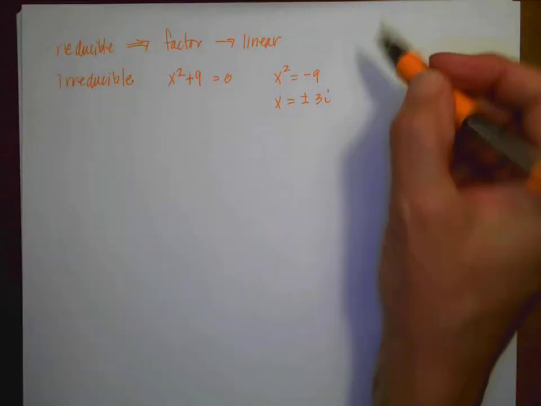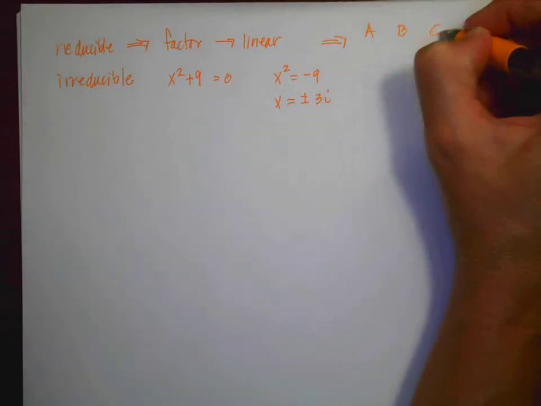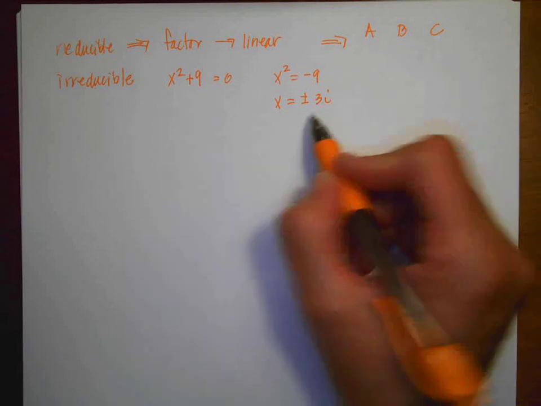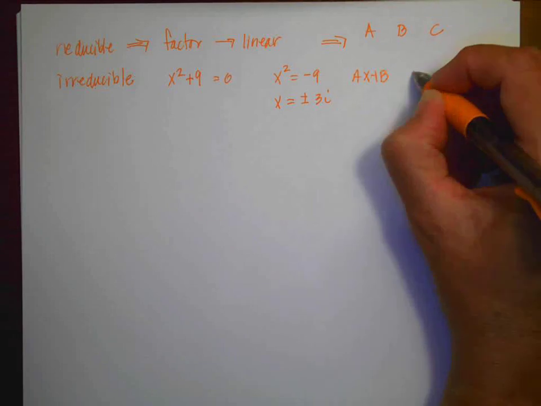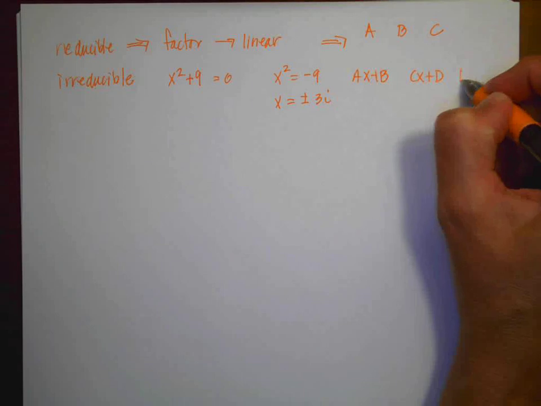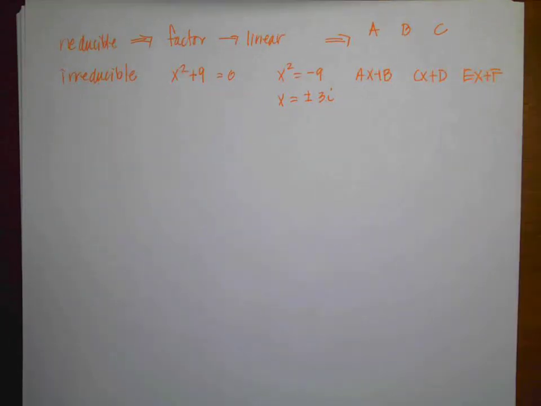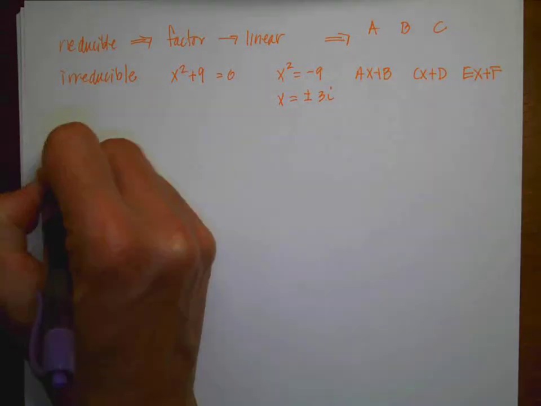Okay, if I have a reducible, then it's going to be an a and a b and a c for however many linear factors I have. For an irreducible, it's going to be ax plus b, and then the next one would be cx plus d, and if there was a third one, it would be ex plus f, etc., etc. So let's just walk through now, and we're going to do another example. I think that will be helpful.